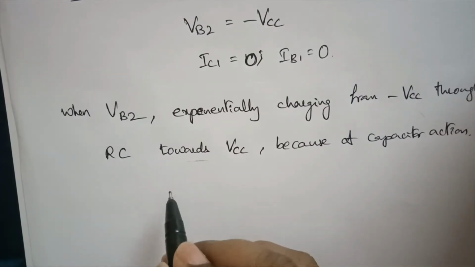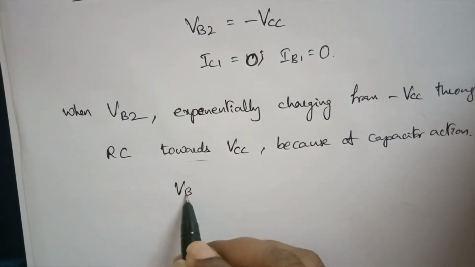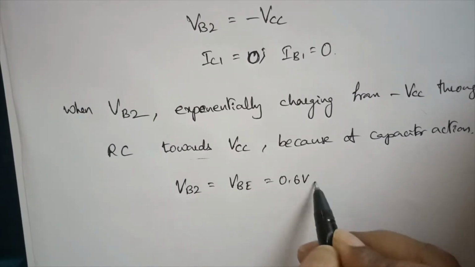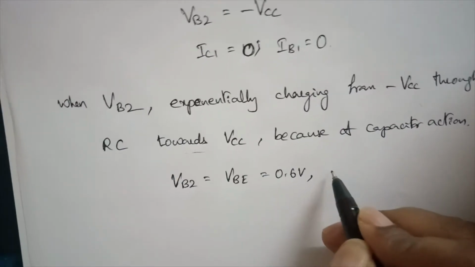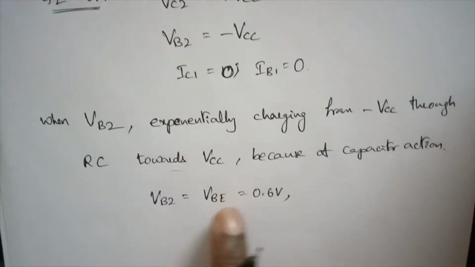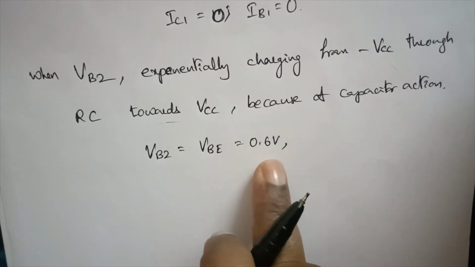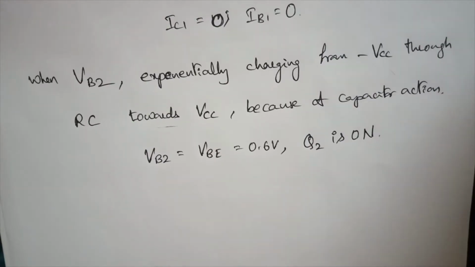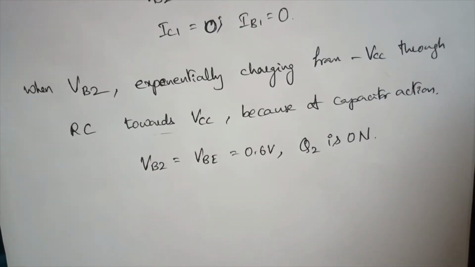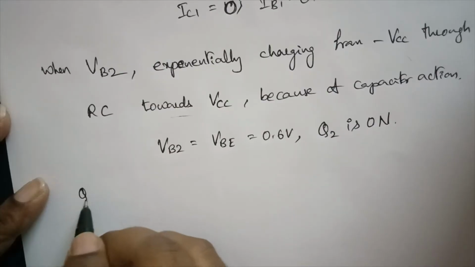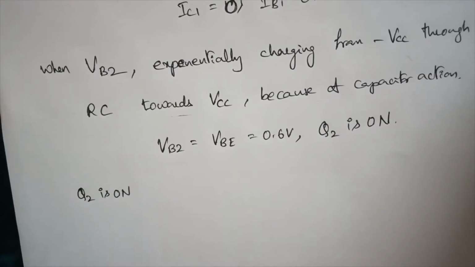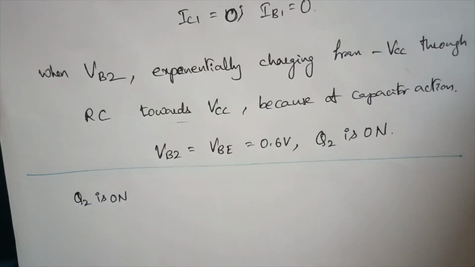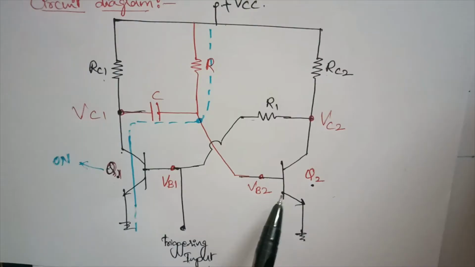At one point VB2 becomes VBE, so 0.6 volts. Then what happened? Obviously, initially Q2 is off. When the VBE input voltage rises to 0.6 volts, then Q2 will be on. So now Q2 is on. Initially Q2 is off, now Q2 is on.